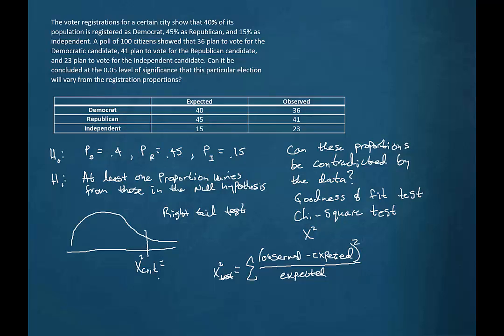Now, the chi-square critical value will depend on some degrees of freedom. And in what's called a goodness of fit test, the number of degrees of freedom will be one less than the number of categories. Okay, well, we have three categories: Democrat, Republican, Independent. So we have 3 minus 1, or 2 degrees of freedom.